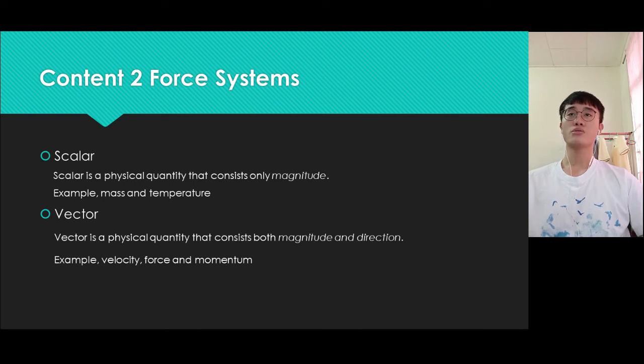Okay, let us go to content 2, force system. There are two physical quantities, that is scalar and vector. A scalar is a physical quantity that consists only of magnitude, for example, mass and temperature. While a vector is a physical quantity that consists of both magnitude and direction, for example, velocity, force, and momentum.